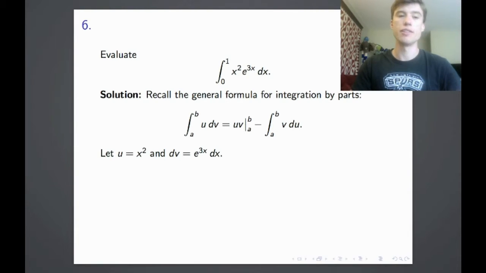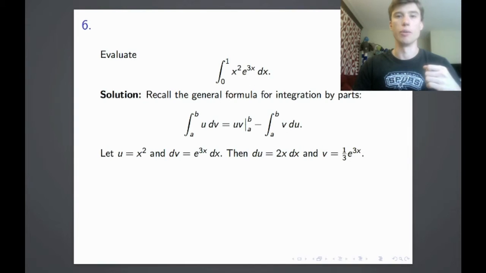Taking the derivative of u, we find that du is equal to 2x dx, and taking the antiderivative of dv, we find that v is equal to 1/3 e to the 3x. Now we can take these components and plug them into the above formula.